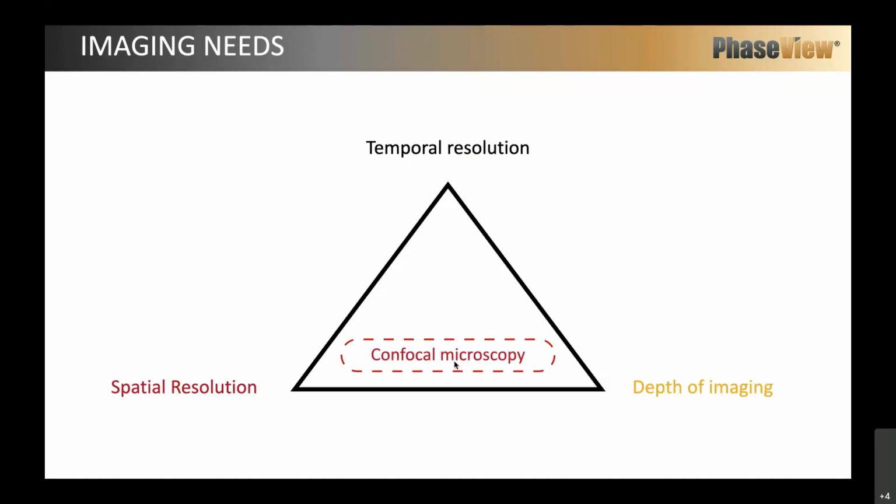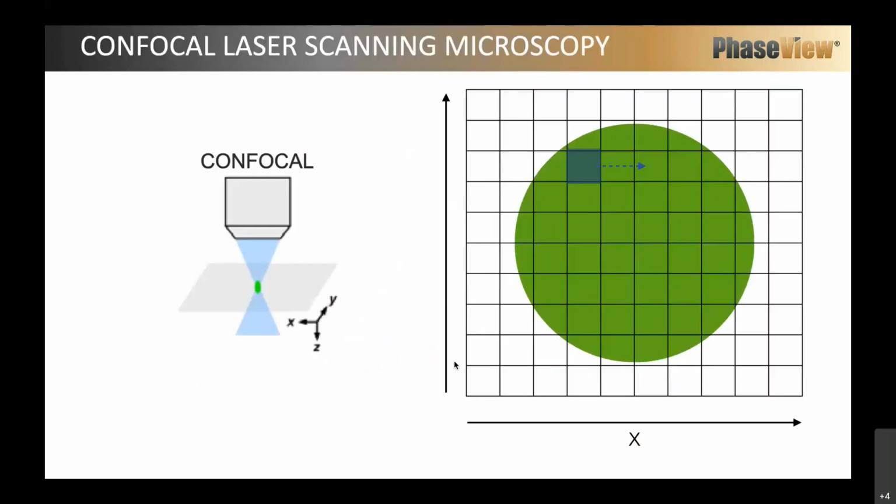And so just briefly, the confocal imaging. In a confocal microscope, we illuminate the sample with a laser and we scan the sample pixel by pixel in order to produce one image, one slice. And we do that for every slice we want.